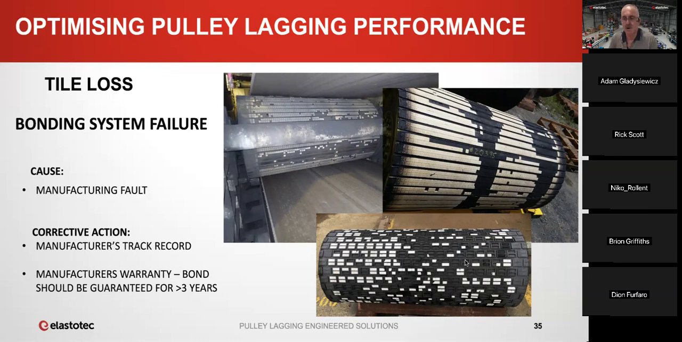Basically, when you see those pockets that are in the shape of the tile and a smooth surface, that tells you that the bonding system has broken down, and that's what's caused the tiles to fall out. Now, in every case, this is a manufacturing fault, and there are a bunch of reasons that can occur.